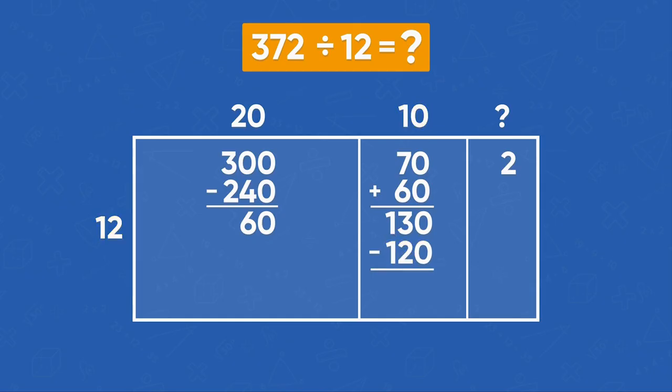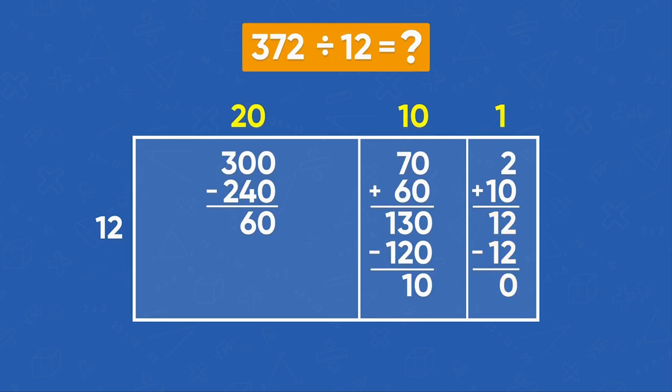To find out how much area is left, we multiply 12 times 10, which is 120. Then subtract 130 minus 120. 130 minus 120 is 10. We move that amount over to the next section and add it to the 2 already there. This section now has an area of 12. I know that 12 times 1 is 12. To find out how much area is left, we multiply 12 times 1, which is 12, then subtract 12 minus 12, which is 0, meaning there's nothing left to divide.